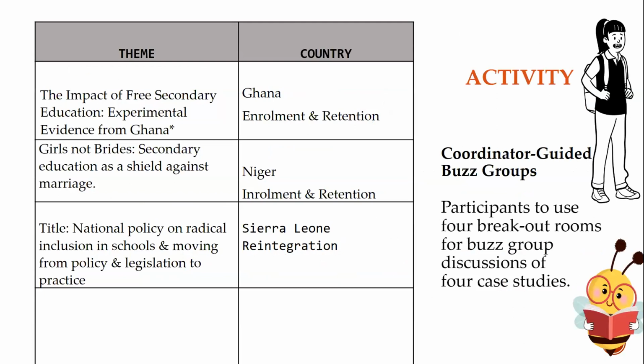Thank you. Yes. So we have Ghana and we have Niger. Is it Niger or Niger? And Sierra Leone. So Ghana is enrollment and retention, and Niger is enrollment and retention, and Sierra Leone is reintegration.